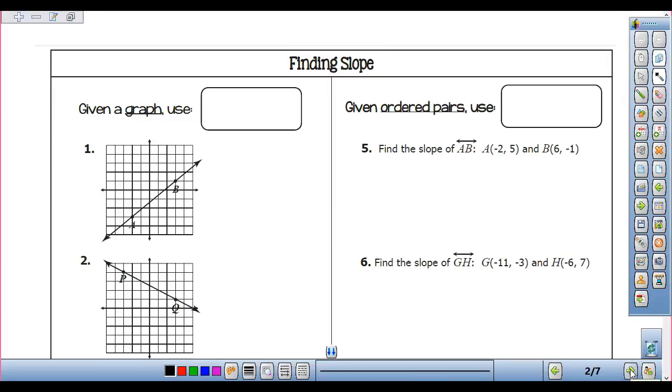So, if I have a graph, remember that we use rise over run to find my slope.